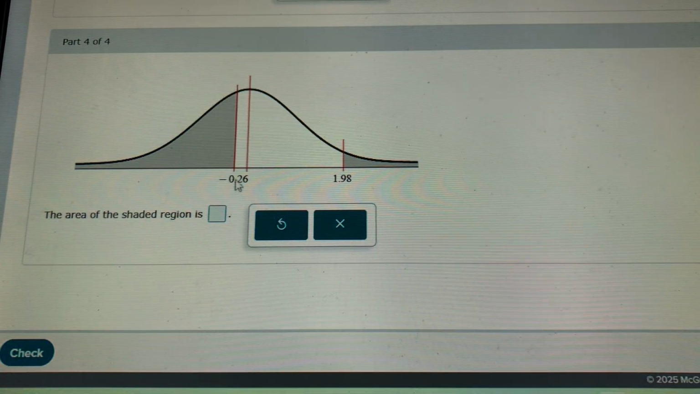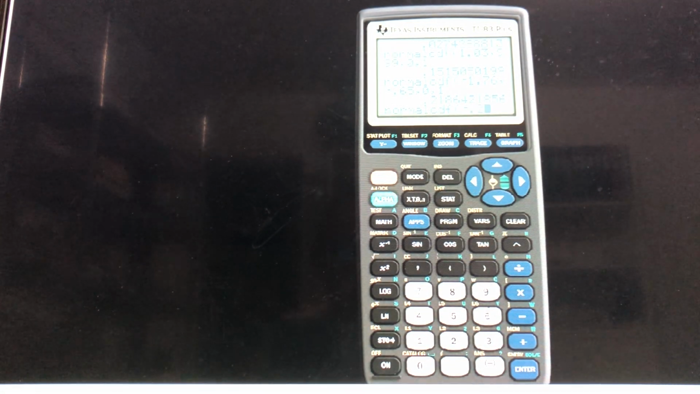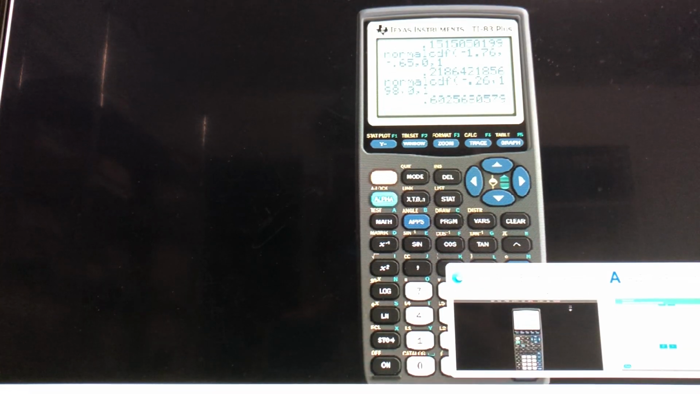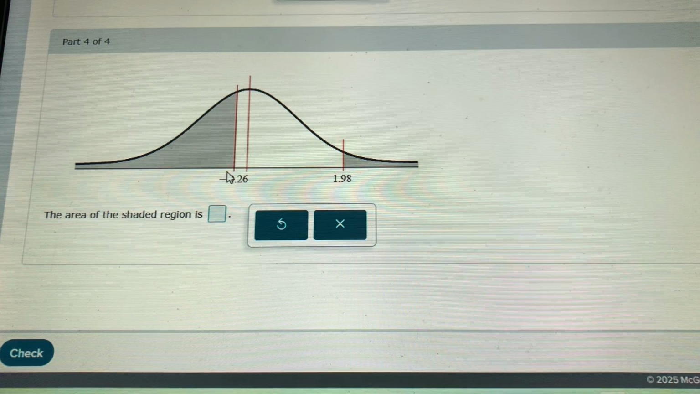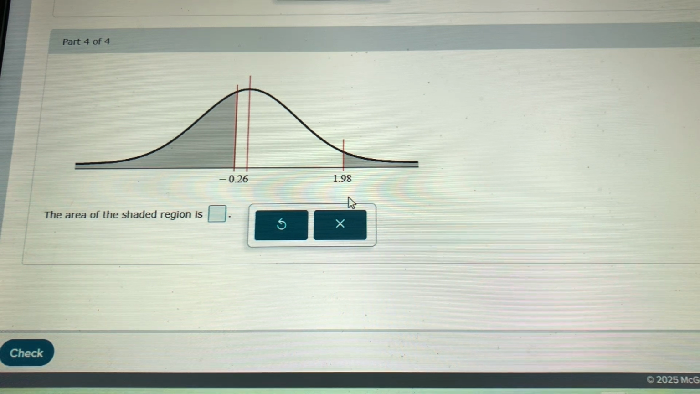Smaller number is negative 0.26. Bigger number is 1.98. And of course, 0 and 1 are always going to happen for now. So I got an area between negative 0.26 and positive 1.98, but I don't want that for the answer. That's the wrong answer. But it's not like a random wrong answer. It's the opposite wrong answer. I want everything except for that.